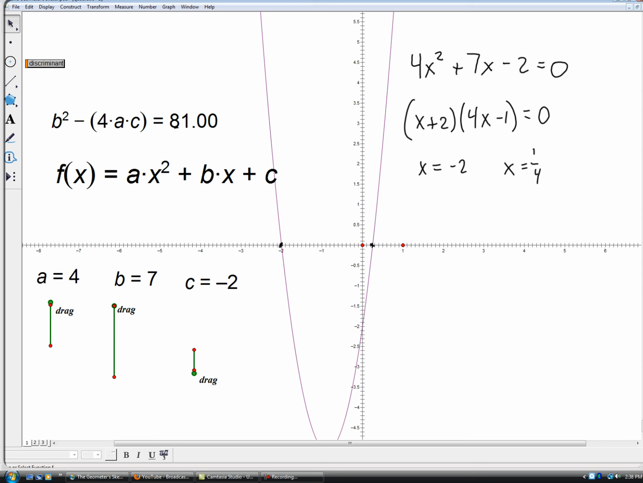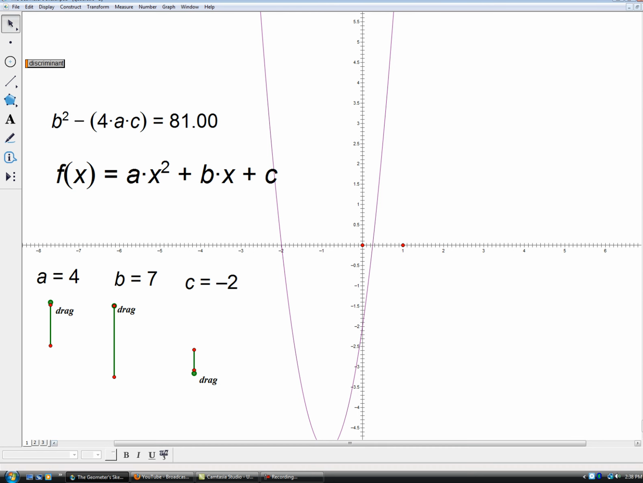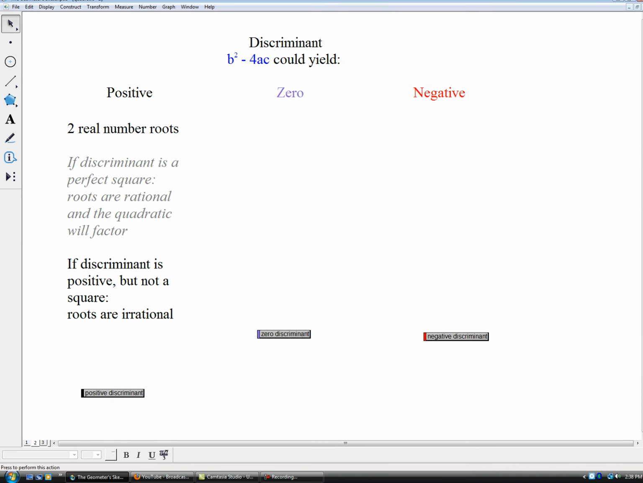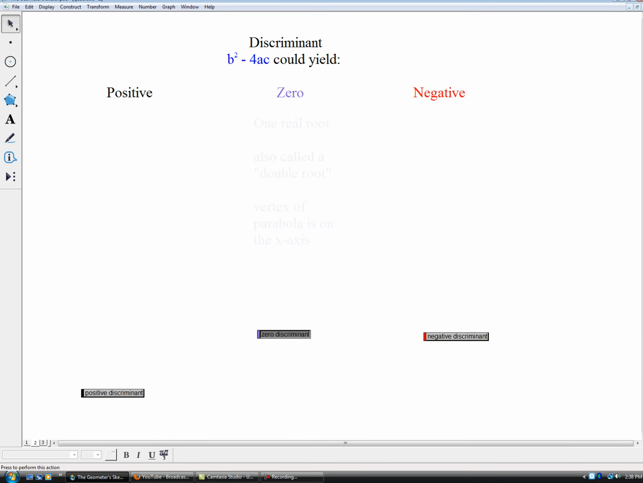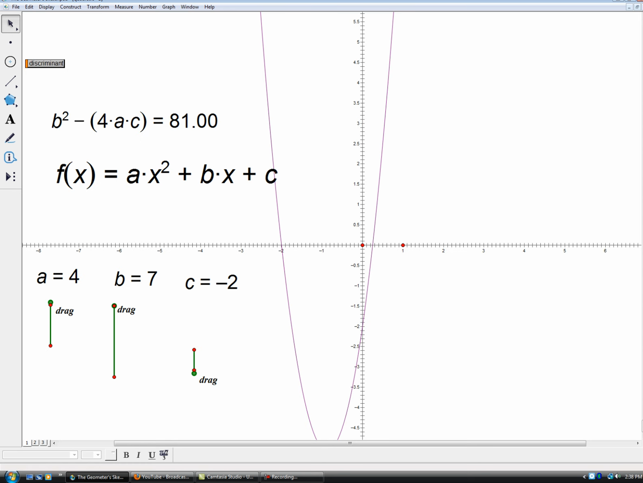Okay, let's look at when we have not a positive discriminant, but a zero discriminant. We will have one real root, also called a double root, and this is also the location of the vertex. So let's go and achieve a discriminant that is equal to 0, and I think we can use some deductive reasoning here. Let's get this to be 4 minus 4. So let's make b 2.